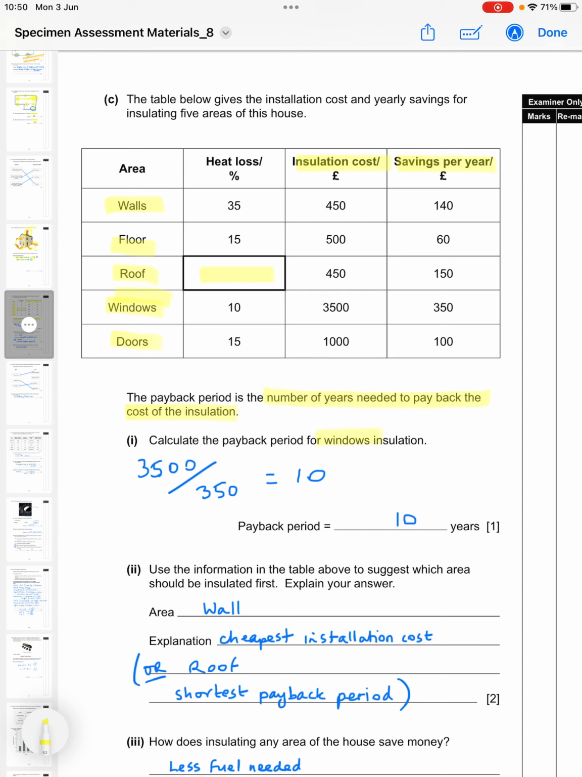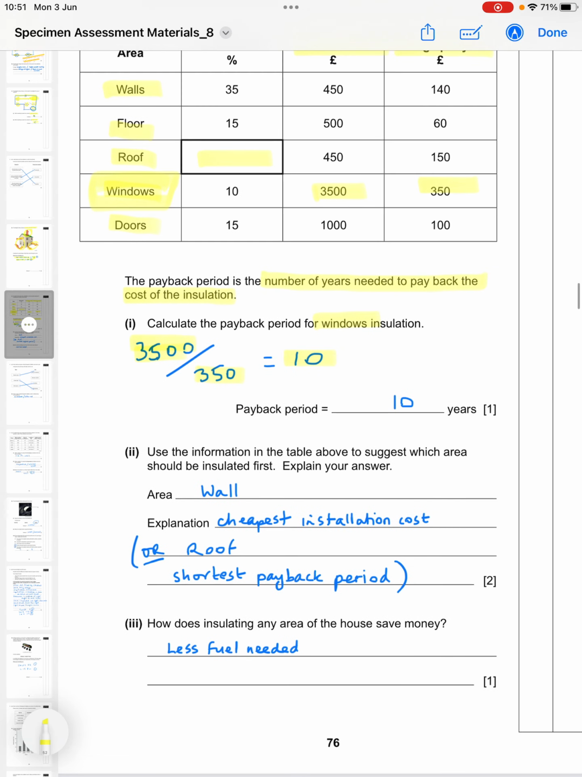If we look at windows here, we can see that it costs £3,500 to install and then saves £350 a year. So if we take that number, the £3,500 to actually install, and divide by 350, that gives us 10. So the payback period there is 10 years.